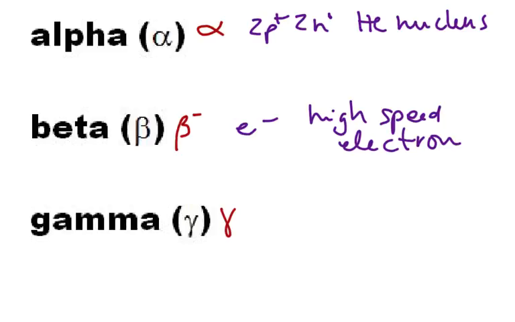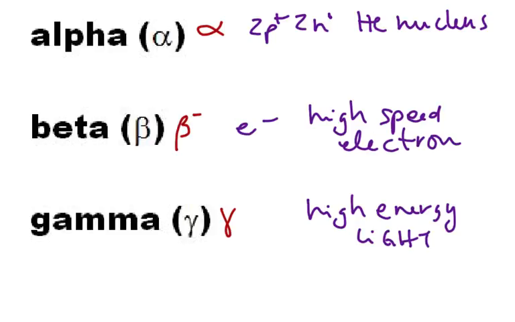Now gamma is just a form of light, and doesn't have a real symbol besides the gamma. It's a very, very high energy form of light. But it's light just like other lights, and we were talking about Roy G. Biv, and then above that was the UV, X-rays, and then gamma. So gamma is a very high energy form of light, and the only place it comes from is coming out of a nucleus.